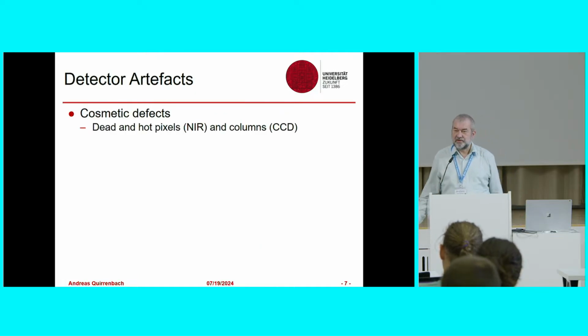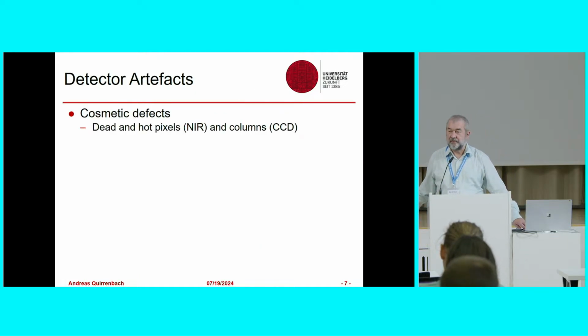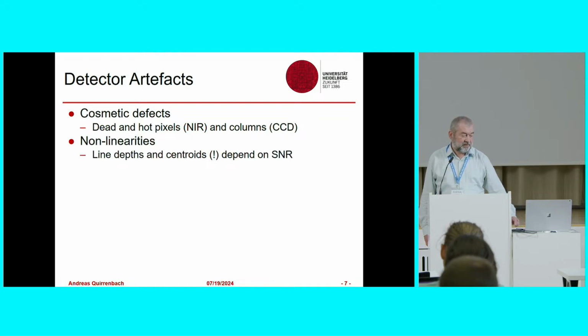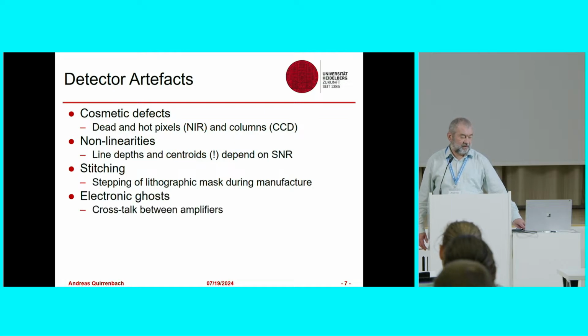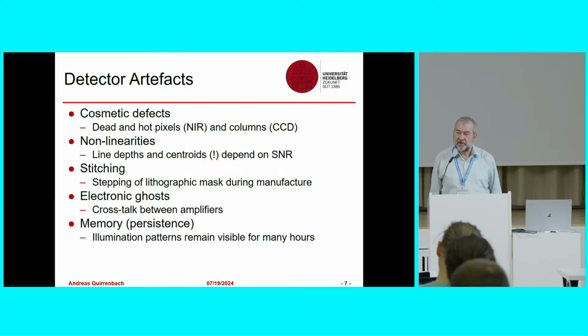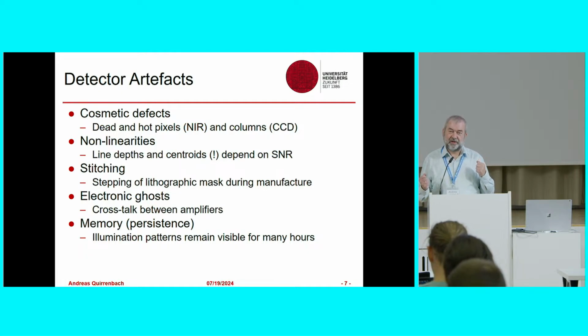There are also a zoo of detector artifacts. Cosmic defects are very well known. There are nonlinearities, and nonlinearities means that not only the depth, but also the centroids of lines depend on the exposure level, or the SNR. There's stitching of the detectors and the electronic ghosts that I already mentioned. And there's memory effects, persistence. The better the memory of the chip, the worse for your scientific application. You want a detector that forgets what it saw earlier, but some detectors don't.